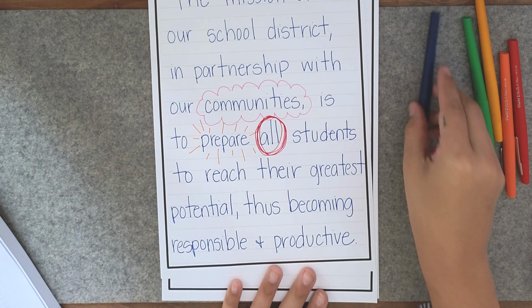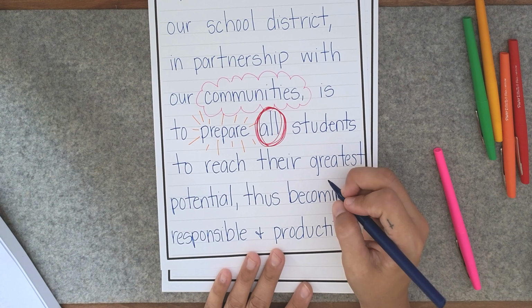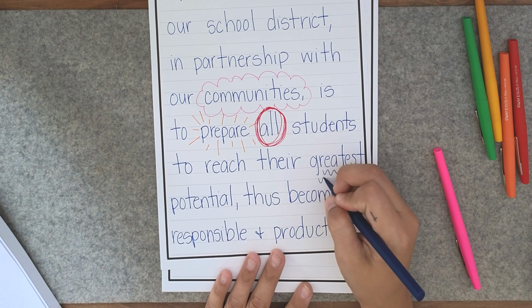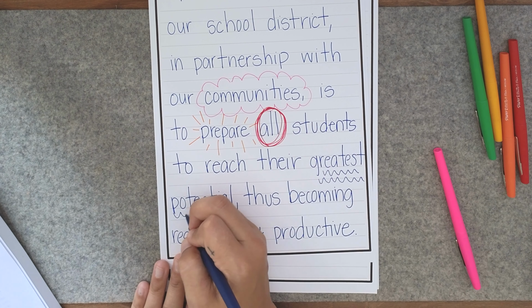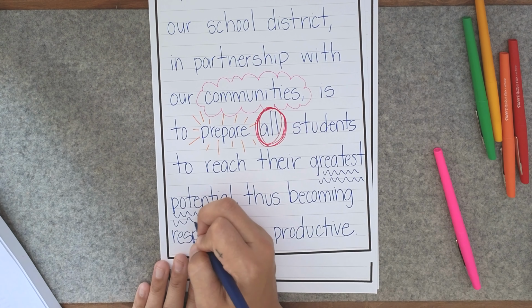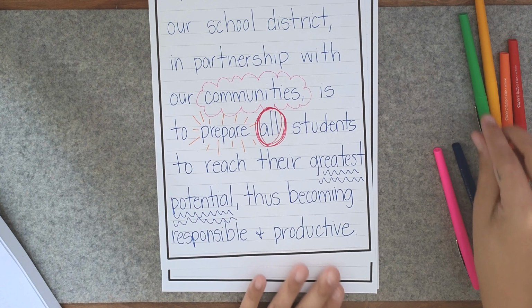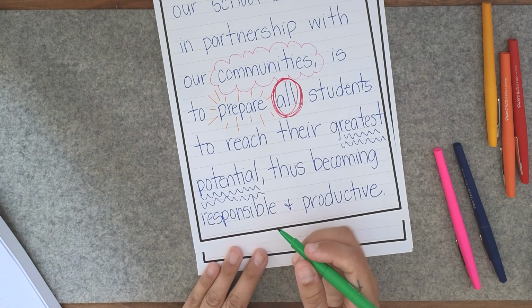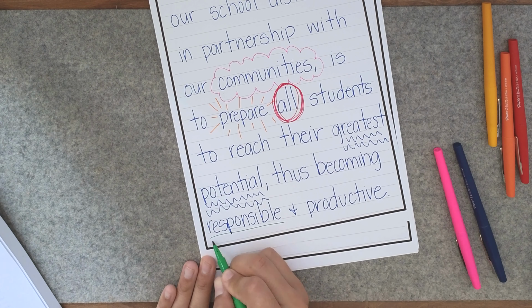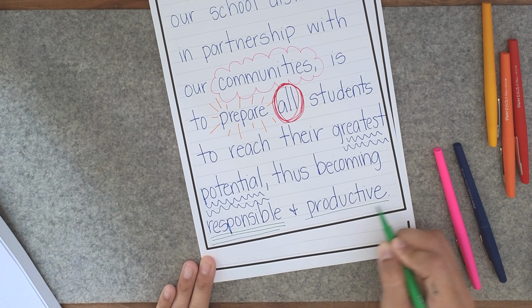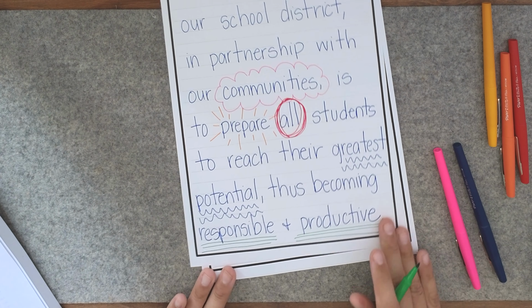And then I had the words greatest potential. That was another one that my students wanted to pick up on, was their greatest potential. So we added some squigglies there for that one. And then we also had the word responsible, which was important to them. And then productive. So we added some highlights to that.